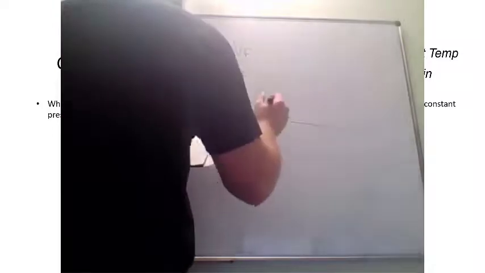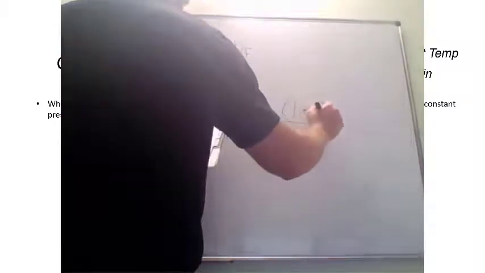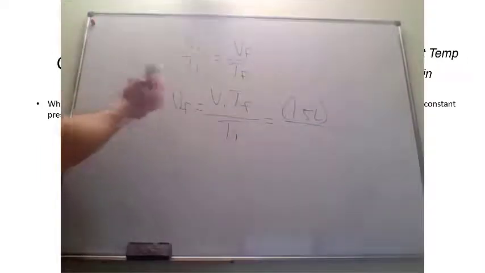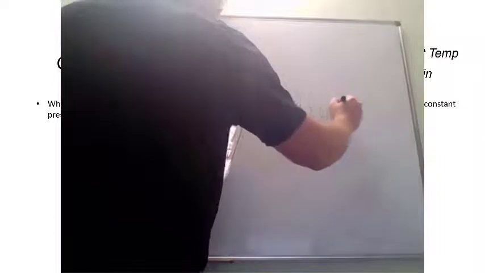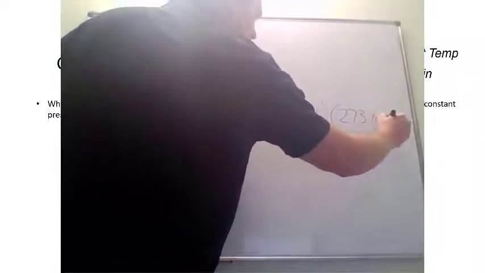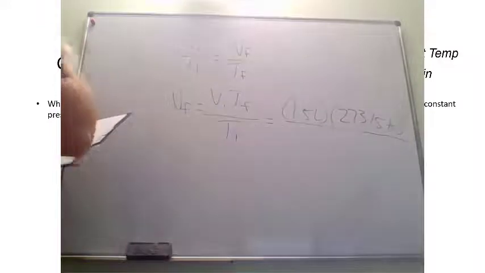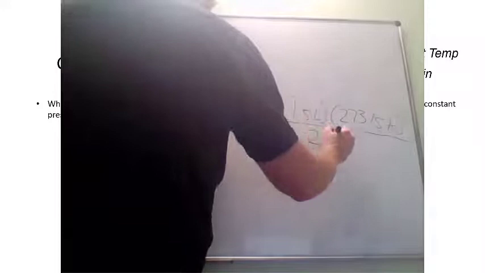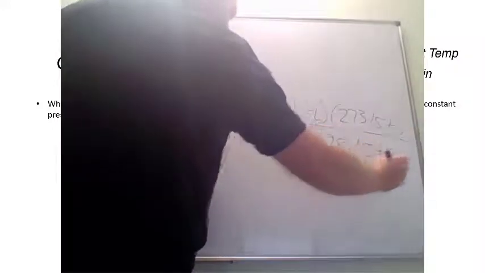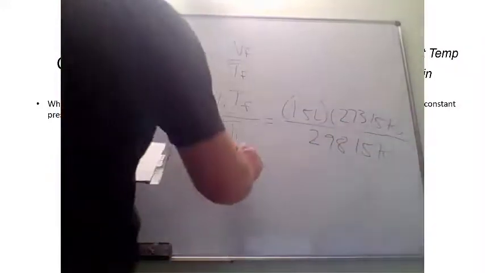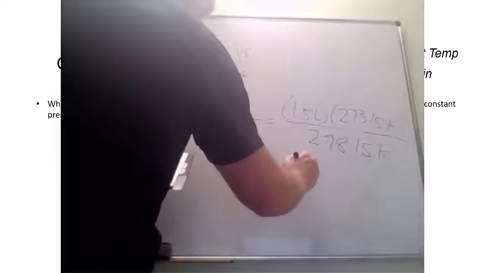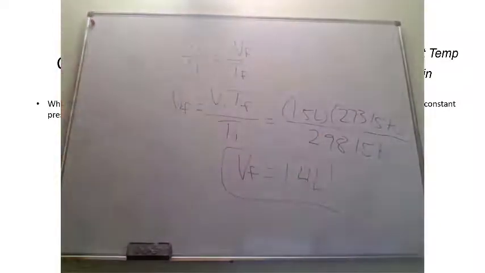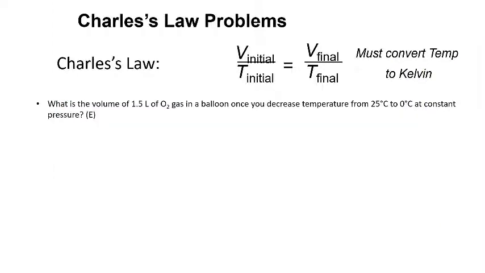So plug and chug here, we can see 1.5 liters times our final temperature. So that's going to be our 0 degrees plus 273.15, which is going to be 273.15 Kelvin, over our initial temperature, 273.15 plus 25 degrees Celsius, which is 298.15 Kelvin. Plug and chug, we see that our final volume here is going to be equal to 1.4 liters. Okay, very straightforward conversion problem.